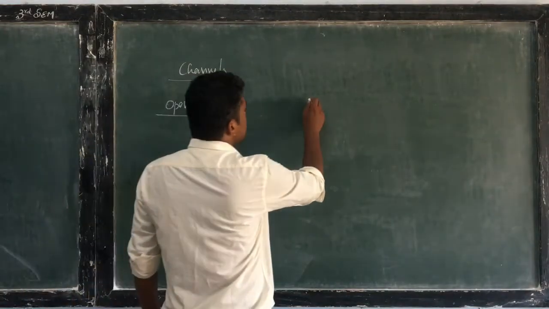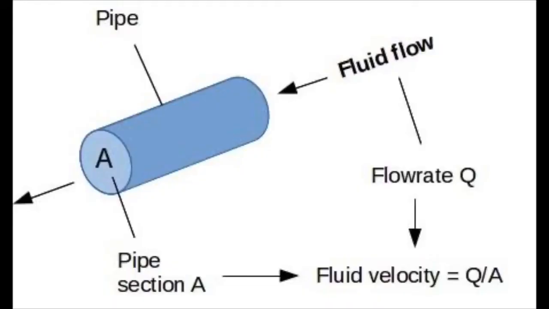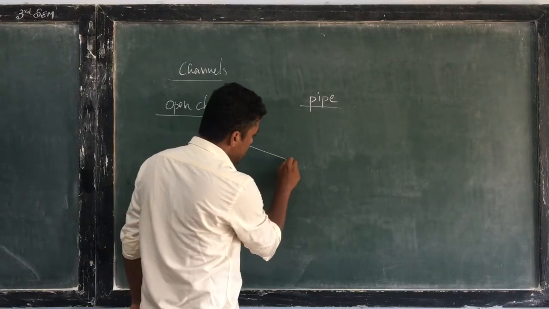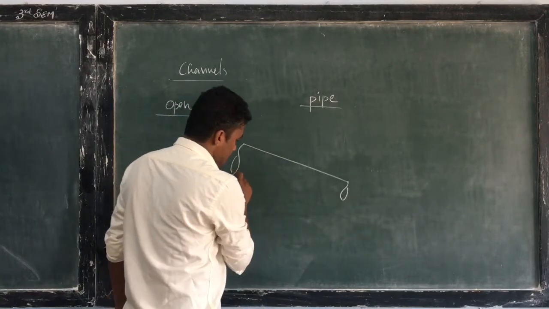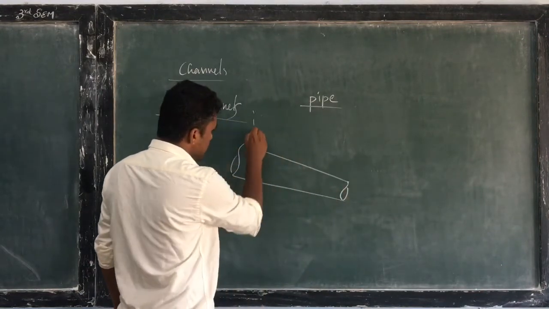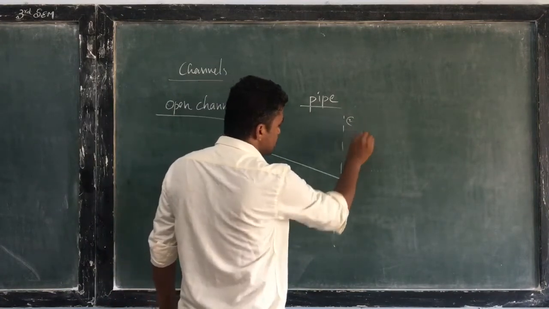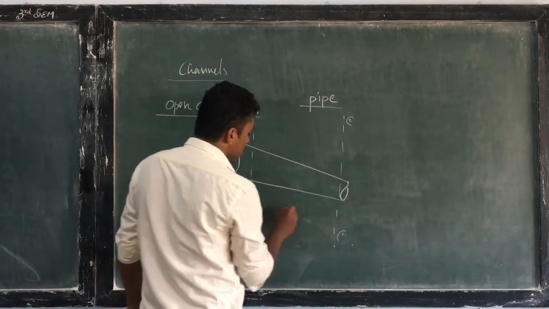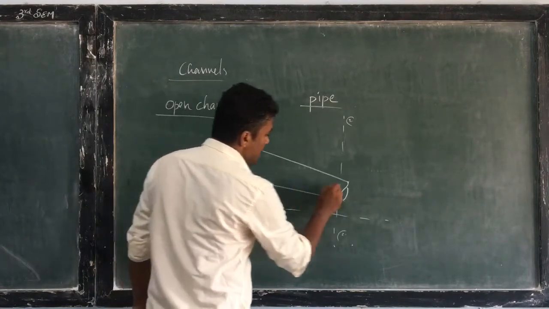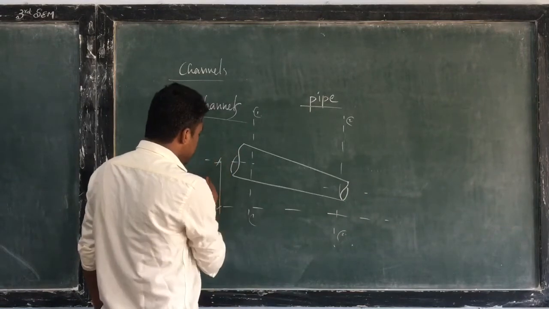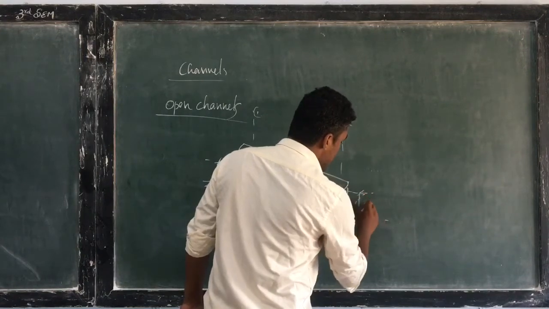We studied the flow of fluid in a pipe. If you take a pipe section, I will draw a typical pipe section. If you take two sections, section 1 and section 2, and draw one datum, then this will be datum head 1 and datum head 2.